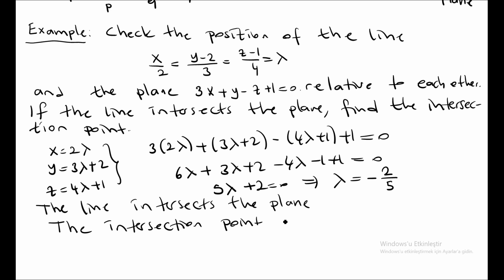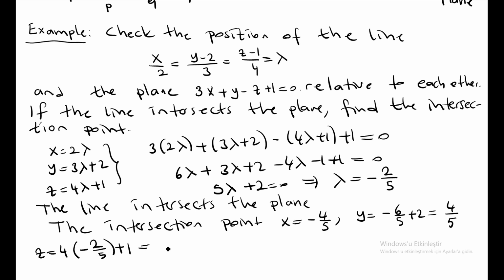So x will be negative 4 over 5, and y will be negative 6 over 5 plus 2, so 4 over 5 is y, and z will be 4 times negative 2 over 5 plus 1, so negative 8 plus 5, so negative 3 over 5. So the intersection point is this: negative 4 over 5, 4 over 5, and negative 3 over 5.